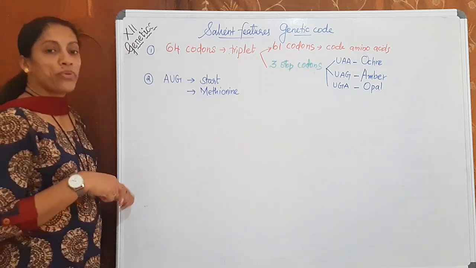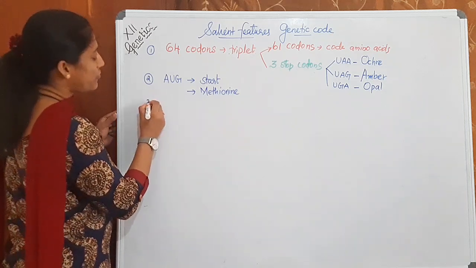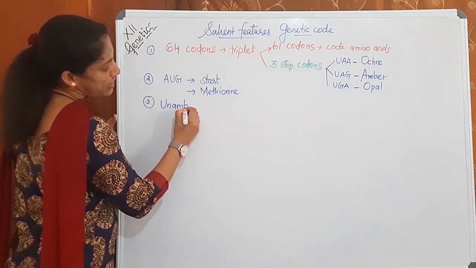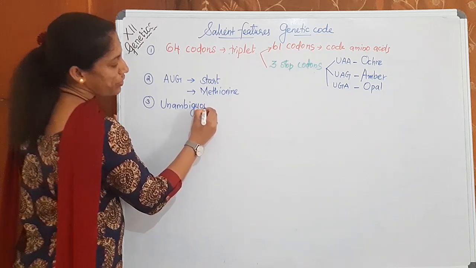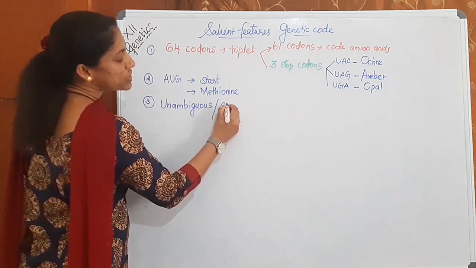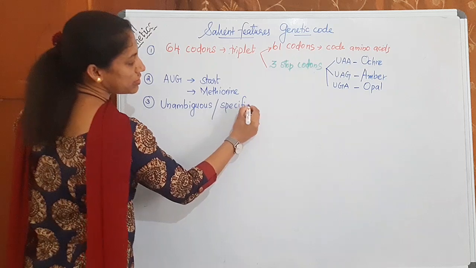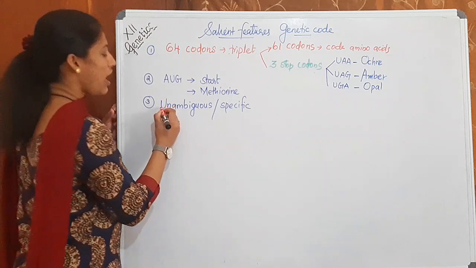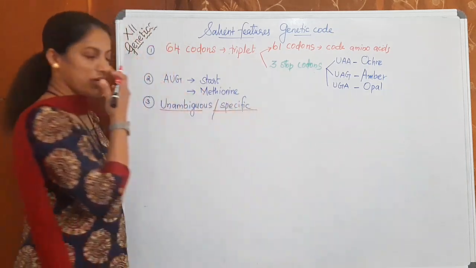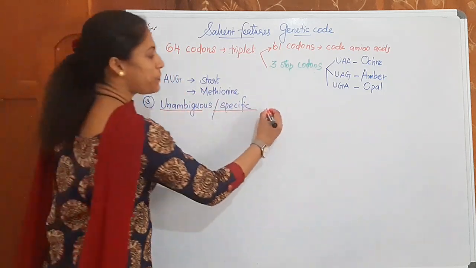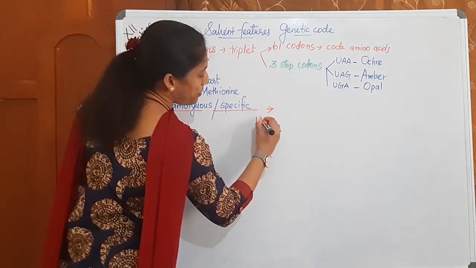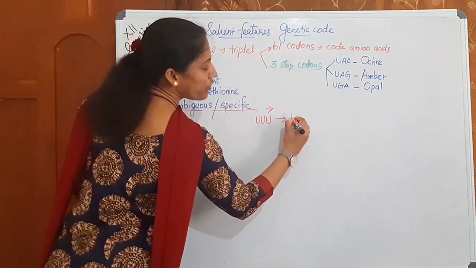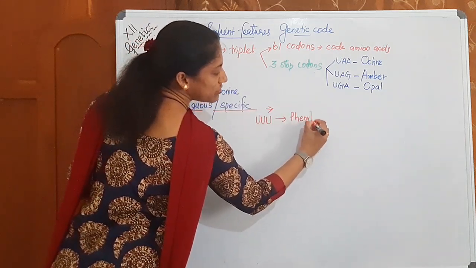Then we are coming to the important properties of the code. First one, the code is unambiguous. The genetic code is unambiguous. Also we call it specific. What do you mean by that? It is specific means one triplet, for example UUU, always codes for one amino acid, phenylalanine.